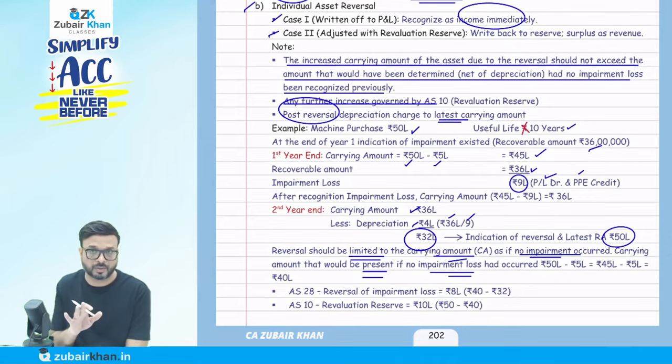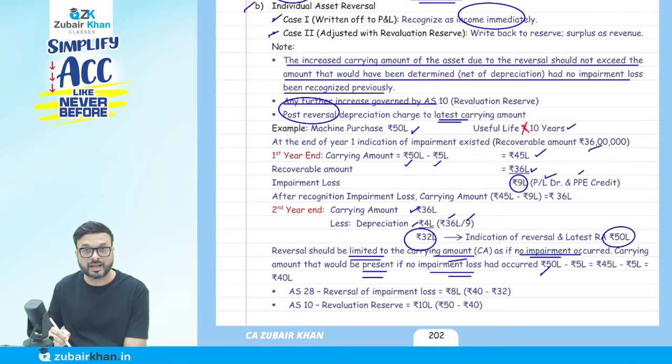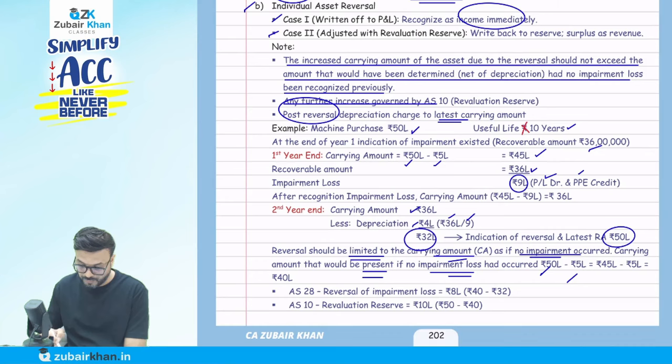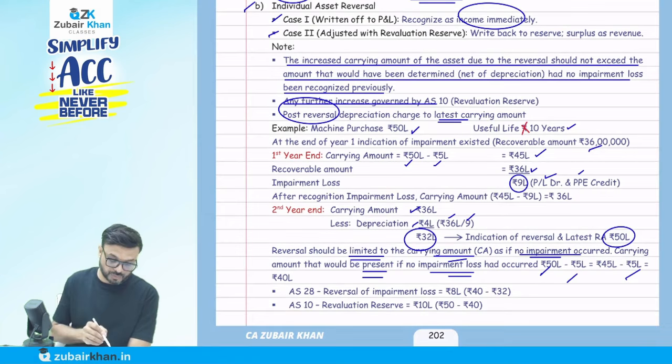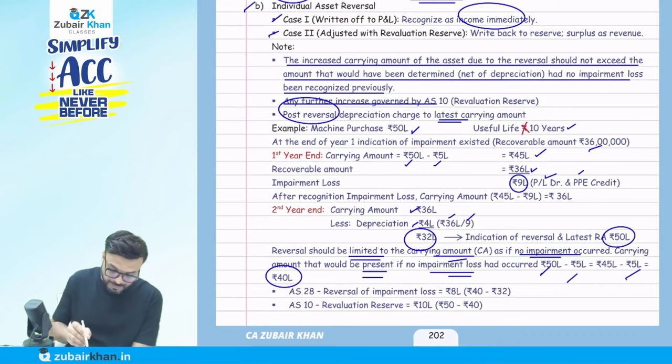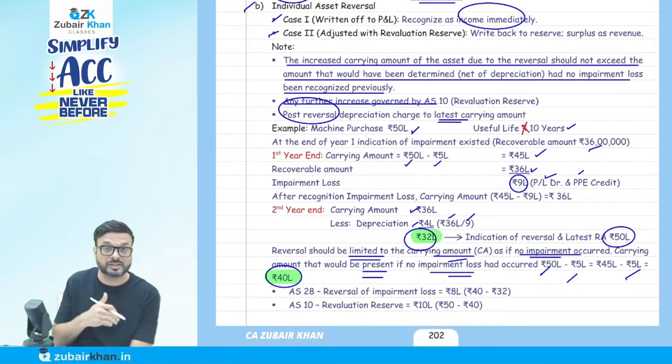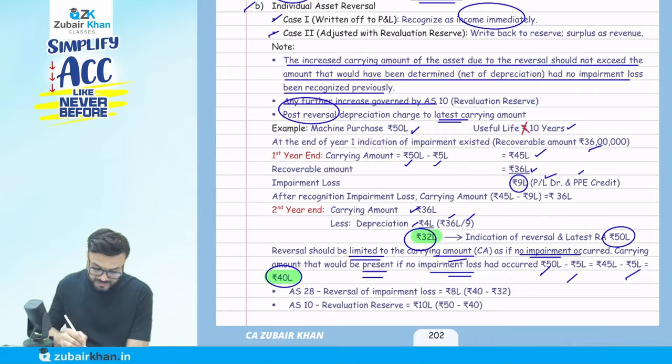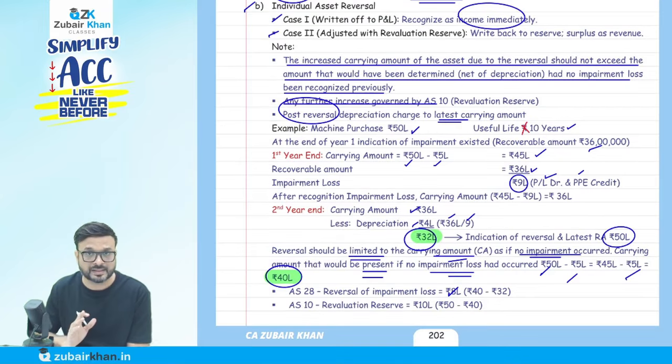Suppose there is no impairment loss. So first year we purchase at 50 lakh. First year depreciation 5 lakh. Second year depreciation will be 5 lakh, if there is no impairment. So today if there is no impairment, the value would be 40 lakh. But what is the value appearing? 32. What would be the value if there is no impairment? 40. So this 8 lakh will be recorded only as the impairment loss reversal.